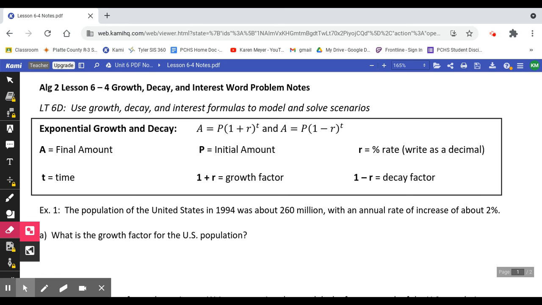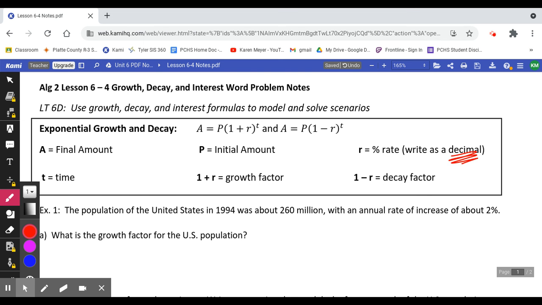A is your final amount. P is your initial amount or your starting amount, whatever you want to call it. R is your percent rate, but there's a catch because your percent rate has to be written as a decimal. Super important. T stands for time. If they ask you to find the growth rate, that's 1 plus R, whatever that works out to be. And the decay factor is 1 minus R.